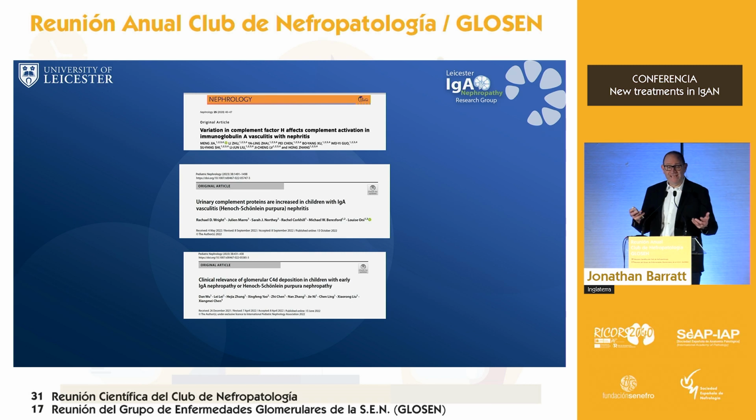Complement appears to be as important in IgA vasculitis as it is in IgA nephropathy, and here you can see the studies that have been published exclusively in IgA vasculitis showing dysregulation of the complement pathway both in adults and in children. So no surprise there, the complement pathway is as important.